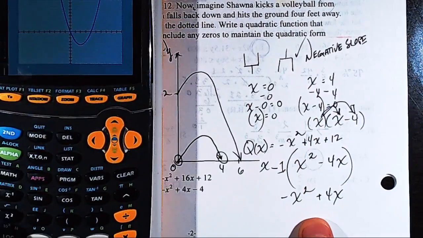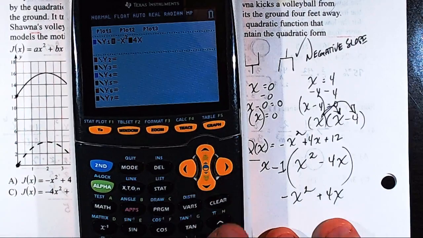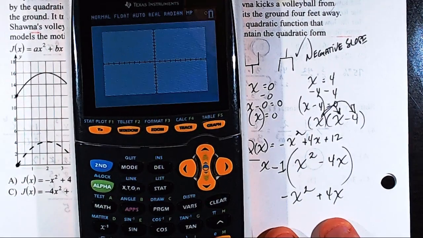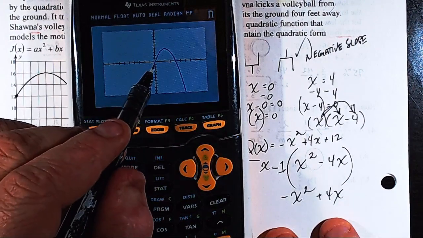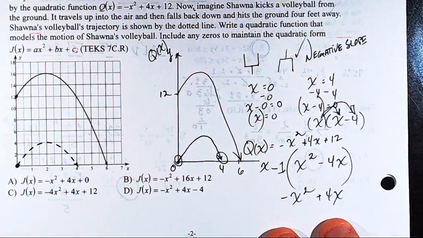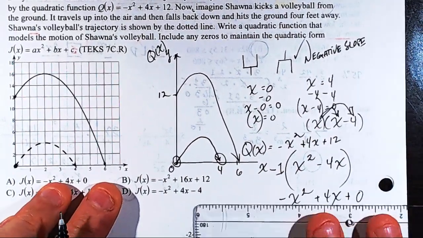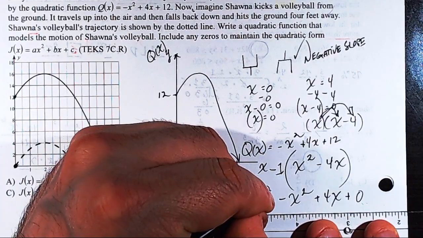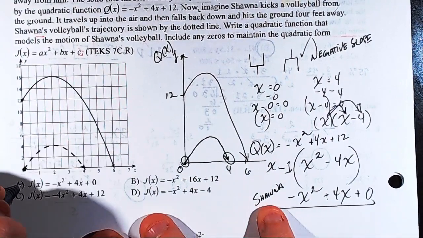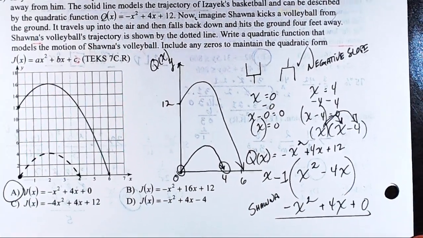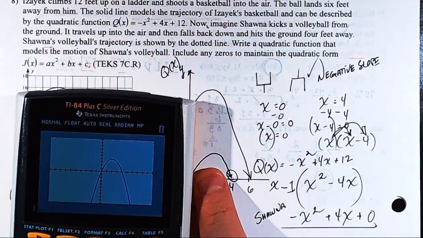Let's see if that is the quadratic that I'm looking for. Let me try this second insert, negative x squared, and then just change this to plus 4x. Bingo! Okay, I got what I wanted. My zeros are at 0 and 4, my solutions. This is the function I'm looking for. Now there's this missing c term, but that's just a 0. So this is Shauna's quadratic right there. Negative x squared plus 4x plus 0, okay? A. Again, pause the video, write this down, watch it again, and think about what you would do on your calculator to check that.